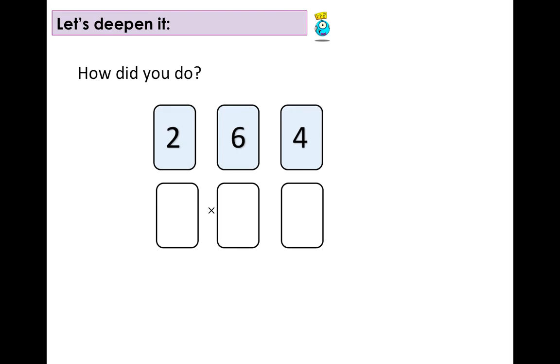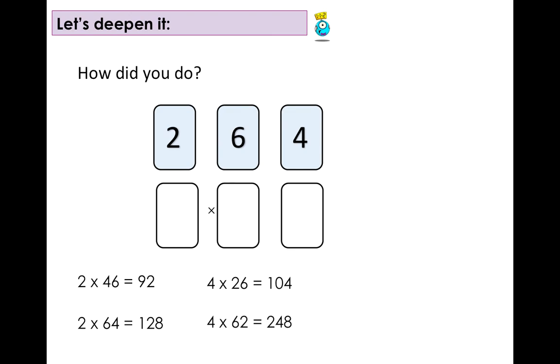Here are my solutions. So I started with the 2 and I did 2 times 46 to give me 92. Then I carried on with the 2 and I swapped the 10s and the 1s around in 46 to do 2 times 64, which is 128. Then I moved on to my 4 and I did 4 times 26 to get 104. And then I did 4 times 62. I swapped the 10s and the 1s around again.